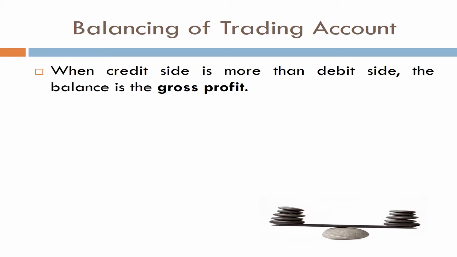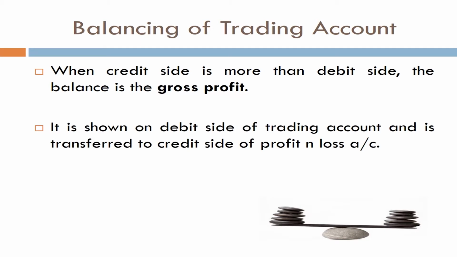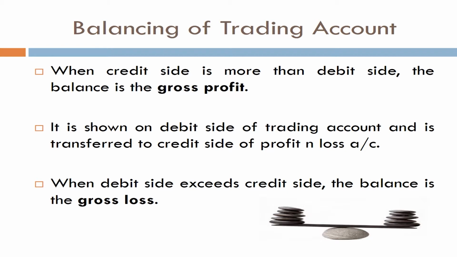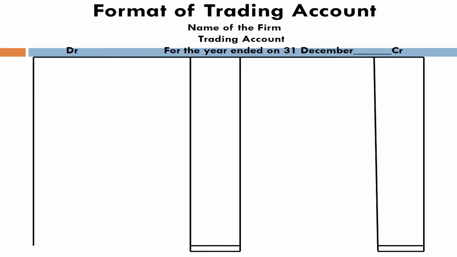When credit side is more than debit side, the balance is the gross profit. It is shown on the debit side of trading account and the same is to be transferred to the credit side of the P&L account. On the other hand, when debit side exceeds credit side, the balance is gross loss. It appears on the credit side of trading account and the same is to be transferred to the debit side of the P&L account.